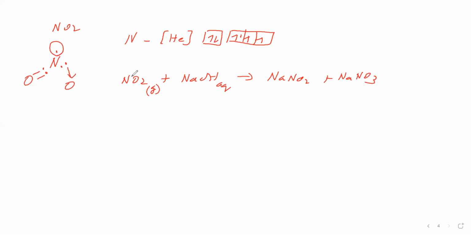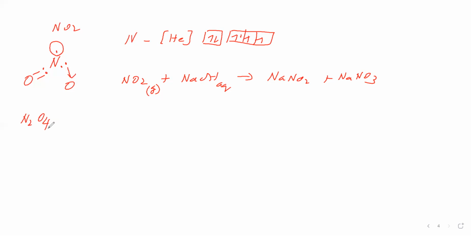Because this with water gives what? HNO2 and HNO3. HNO2 with NaOH gives NaNO2. HNO3 with NaOH gives NaNO3, we can say. Then we will go for N2O4, dinitrogen tetroxide.